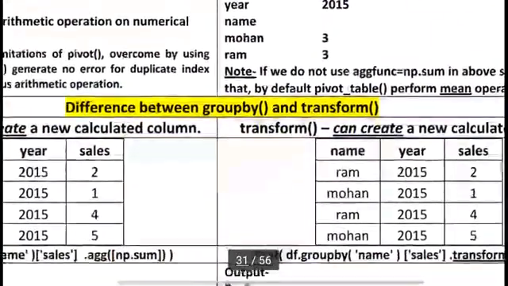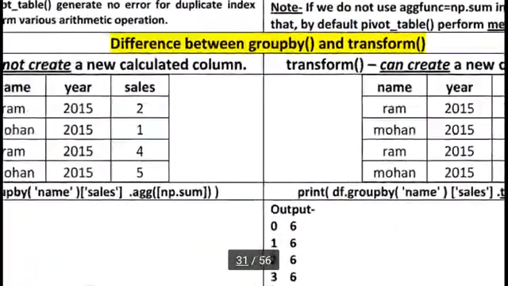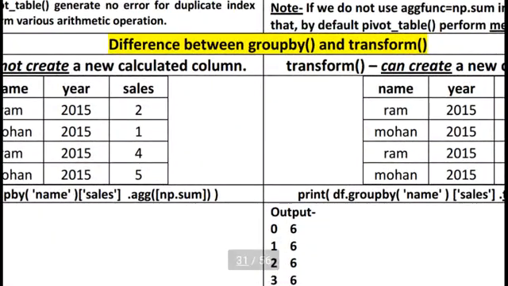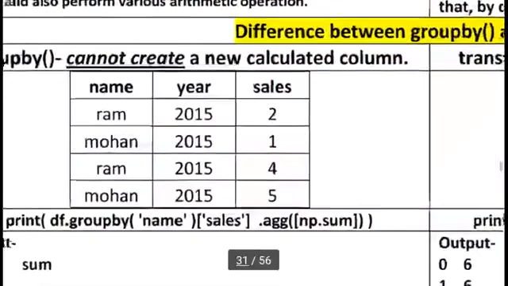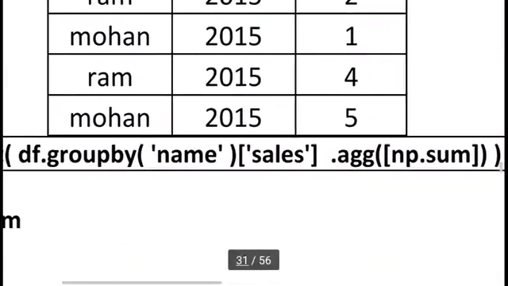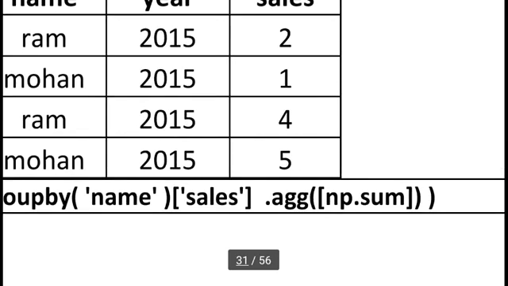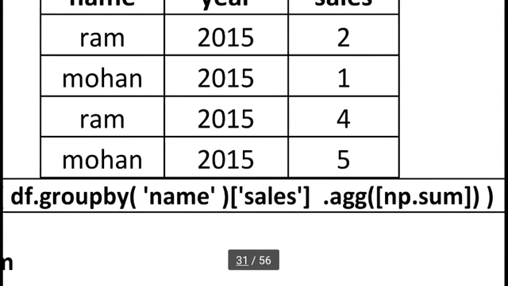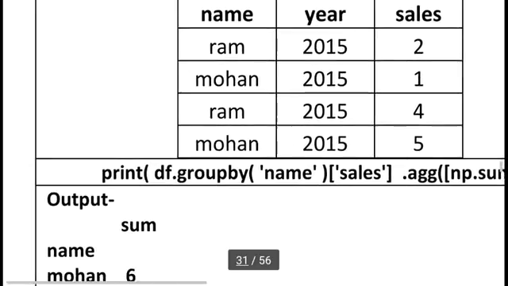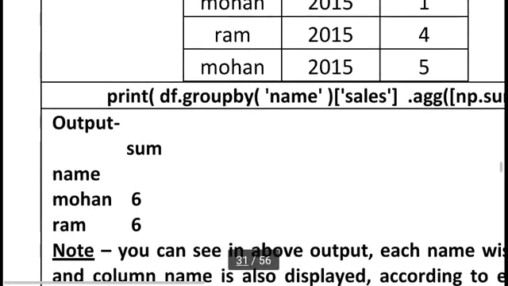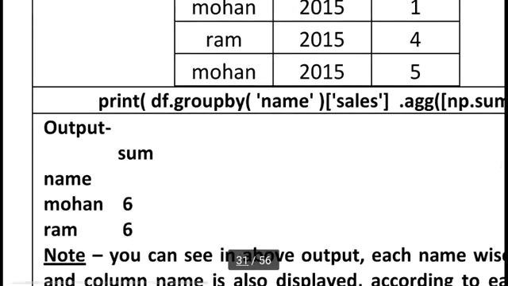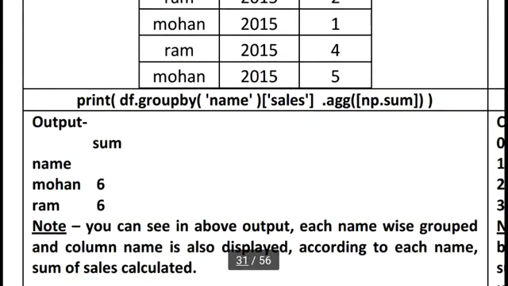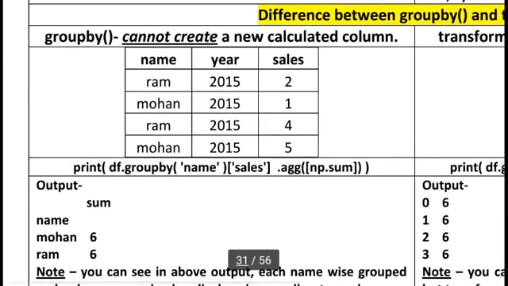Okay, here is one more new small thing: the difference between group by and transform. Group by we already discussed, but here I want to discuss a new thing. We already know the group by function requires at least three things: the grouping column name, the numerical column name, and the operation. So you can see name, cells, np.sum. You can see name-wise Ram 2 and 4 is 6, and Mohan 1 and 5 is 6. So in the above output each name-wise group and column are displayed, and according to each name, the sum is also calculated. We already discussed this.